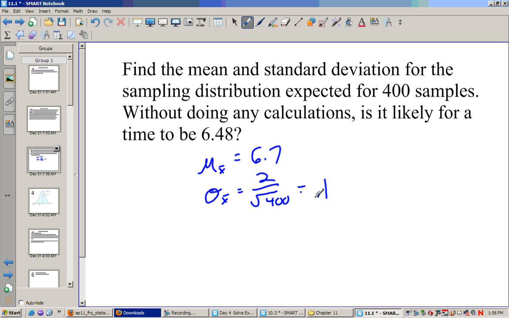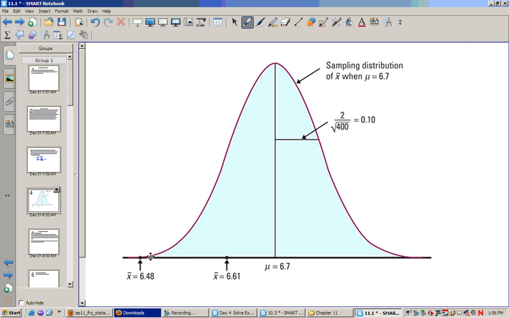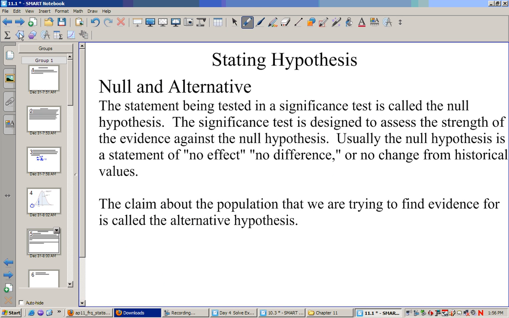Now, how many standard deviations away is that? That's a little over 2 standard deviations away from the mean. So is that likely to occur? Hopefully you're saying no. 6.48 is way out here, so it's a very rare chance that that will happen. If the data point was 6.61, we could say that this is likely to happen. Out here, it's pretty rare for that to occur.